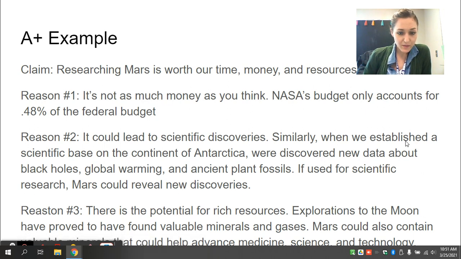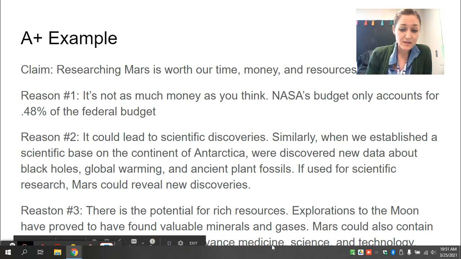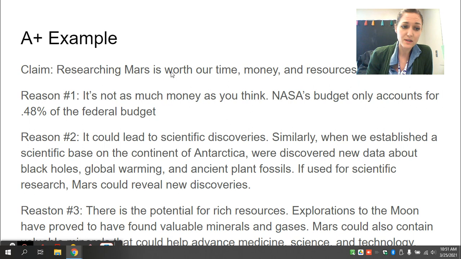Reason number 3: there is the potential for rich resources. Explorations to the moon have proved to have found valuable minerals and gases. Mars could also contain valuable minerals that could help advance medicine, science, and technology. So that is another specific example that explains this reason, and that reason, of course, supports their claim. That would be an A+ example.